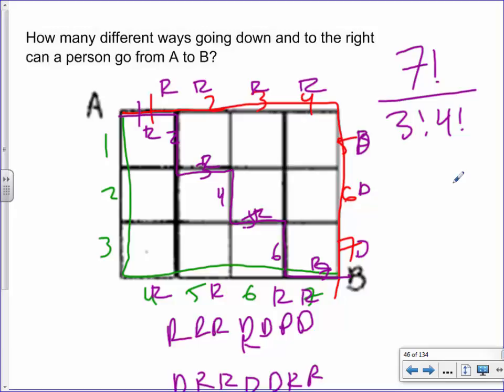So if you ever are given one of these questions, the easy way to solve it is to figure out how many total blocks you have to walk, but then divide by how many are to the right and how many are down. Does that make sense? So for this one here, just again, make sure you put a bracket around the 3 and the 4.